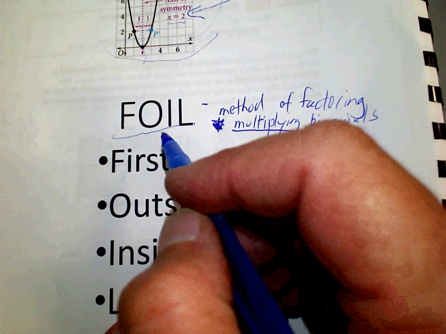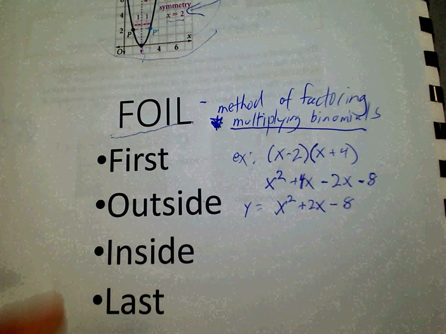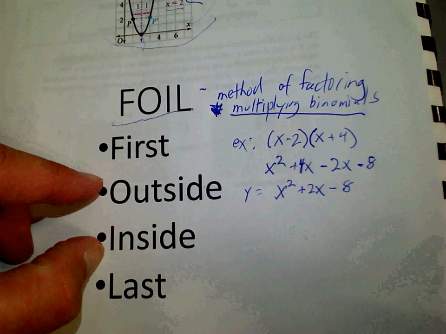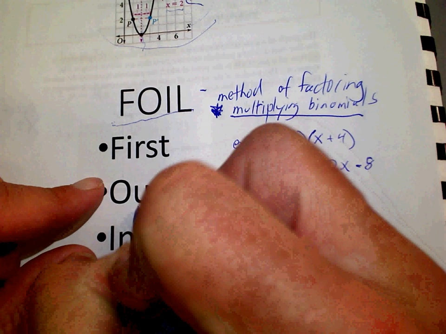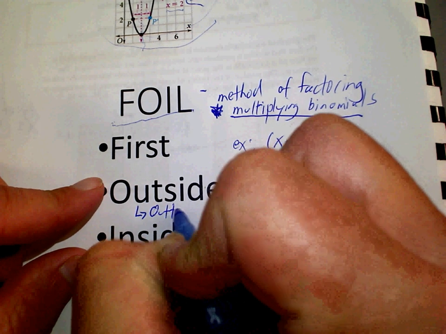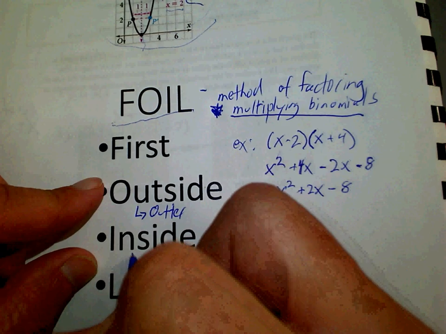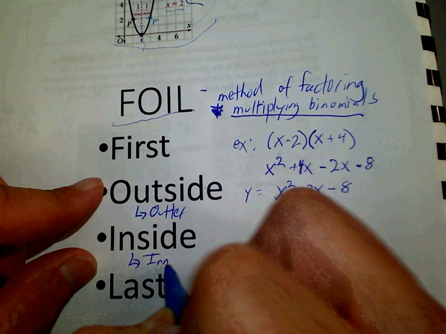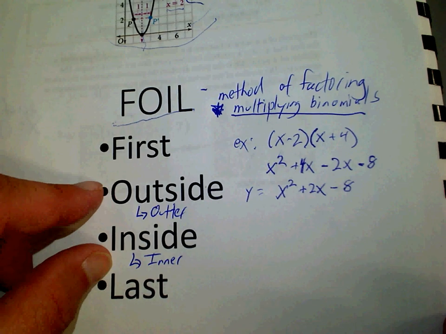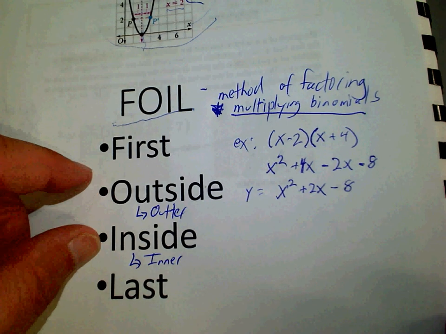FOIL is an acronym that stands for first, outside, inside, last. I normally say outer, inner. So just so you know, if I say outer or inner, I'm referring to outside and inside. So this comes out of your homework.